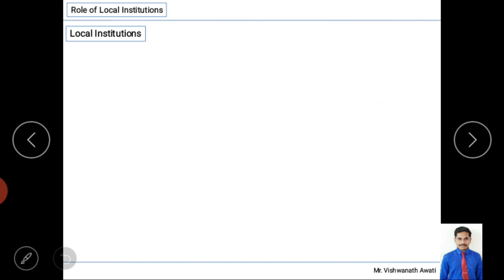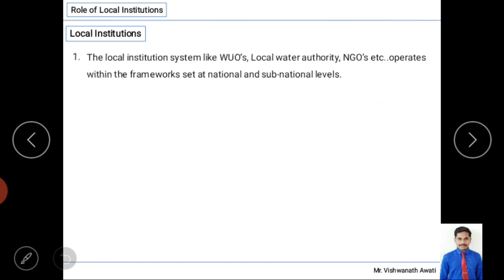So we get good performance when we move from centralized management to localized management, or we can call it the hard path of management to the soft path of management, or top-to-bottom management to bottom-up management, right? So next, here it is the local institute system like water user associations, local water authorities, NGOs, etc. We know what we mean by institute. The institute means management authority.